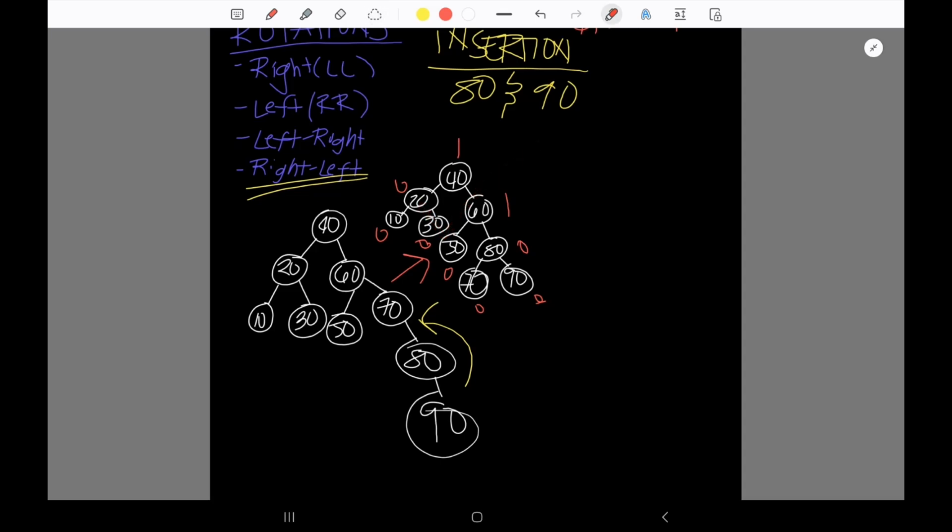So that is all, guys, for my part. I'm gonna pass you over to Kenneth to show you the source code of an AVL tree. Thank you.